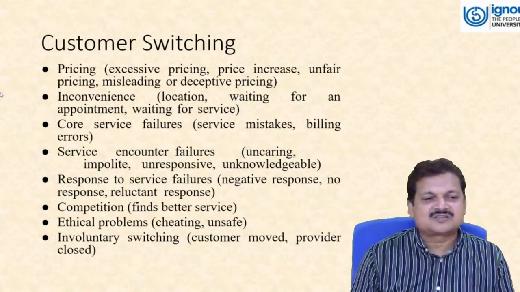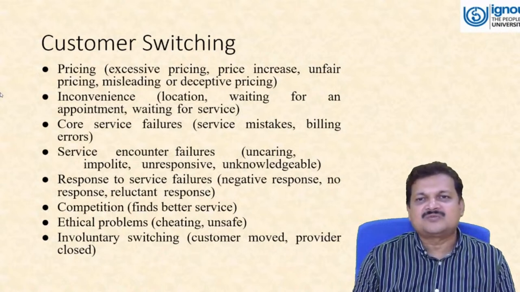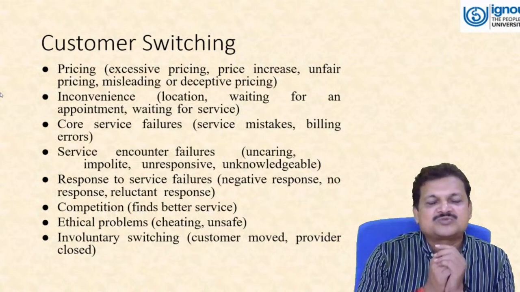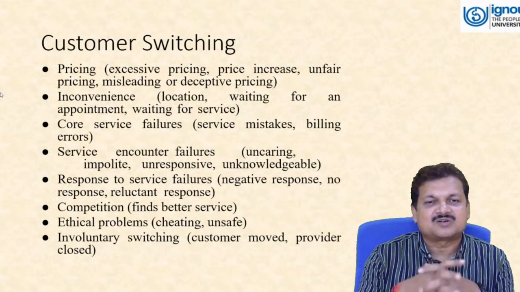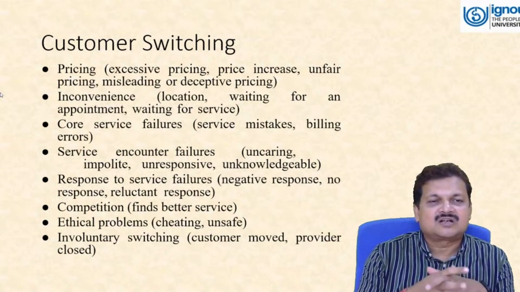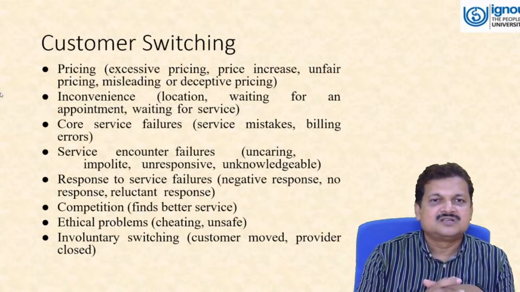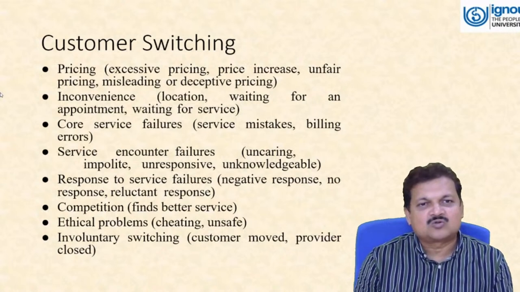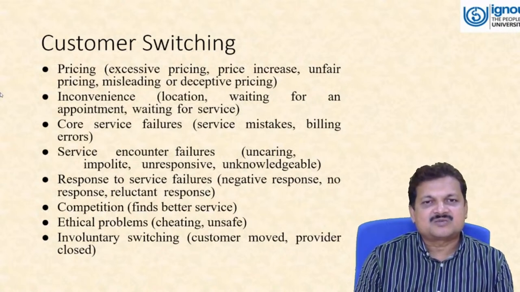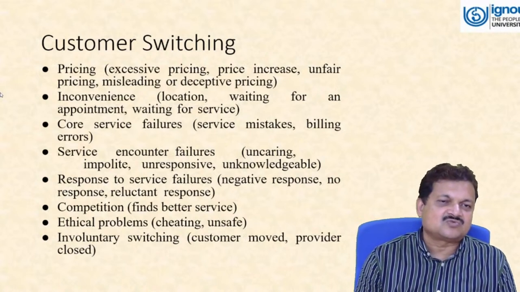Next is inconvenience. The location is not convenient. You do not have a vehicle, or you can't move to such a distant area to get this particular service, or the time they are prescribing, you might be busy with your own task or in the office. So these all come under inconvenience. Core service failures means service mistakes. That means if your centralized AC is working and all the area is hot, in summer the temperature is very high, that means a massive thing has happened, the core service failure.